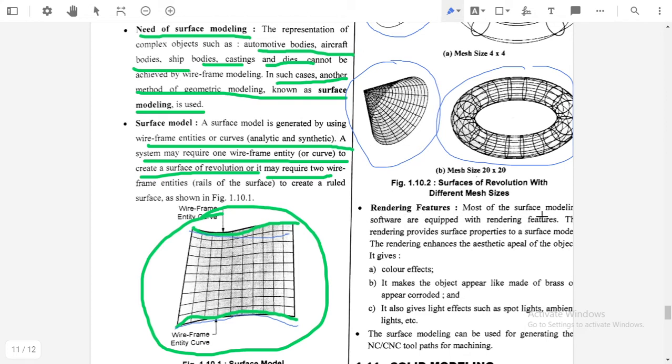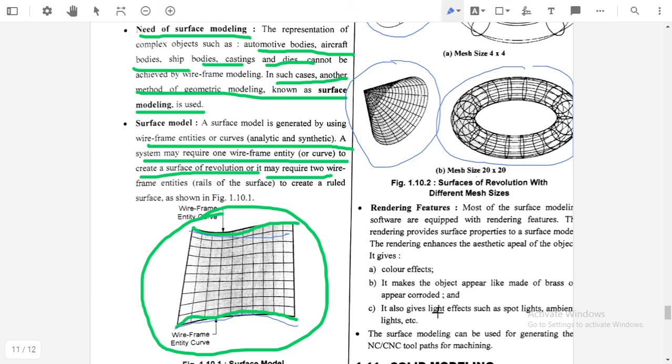Rendering features: most of the surface modeling software are equipped with rendering features. The rendering provides the surface properties to the surface model. The rendering enhances the aesthetic appeal of the object. Means rendering features provide the color effect. It makes the object appear like brass or appear corroded. Means rendering features provide the color to the object.